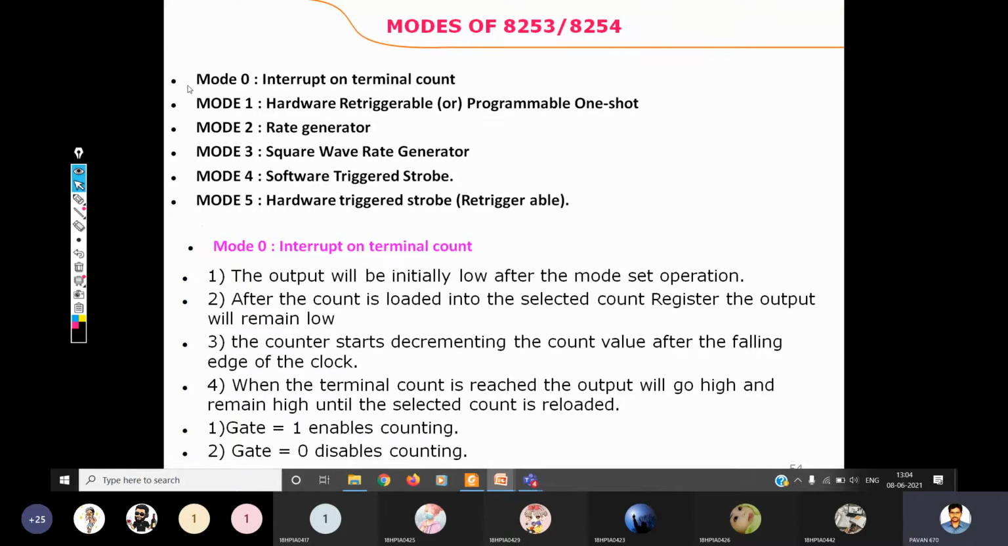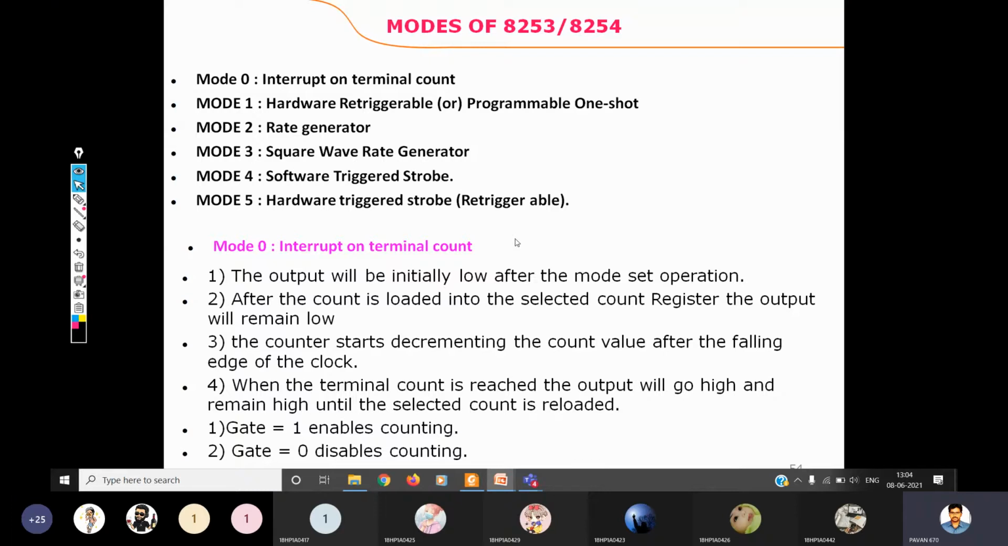So there are totally 6 modes available for the 8254 to operate. The names are given here: interrupt on terminal count, hardware retriggerable one-shot mode or programmable one-shot mode, rate generator mode or divide by n mode, square wave rate generator mode, software triggerable strobe mode, and hardware triggerable strobe mode. So these are the 6 types of modes available here.